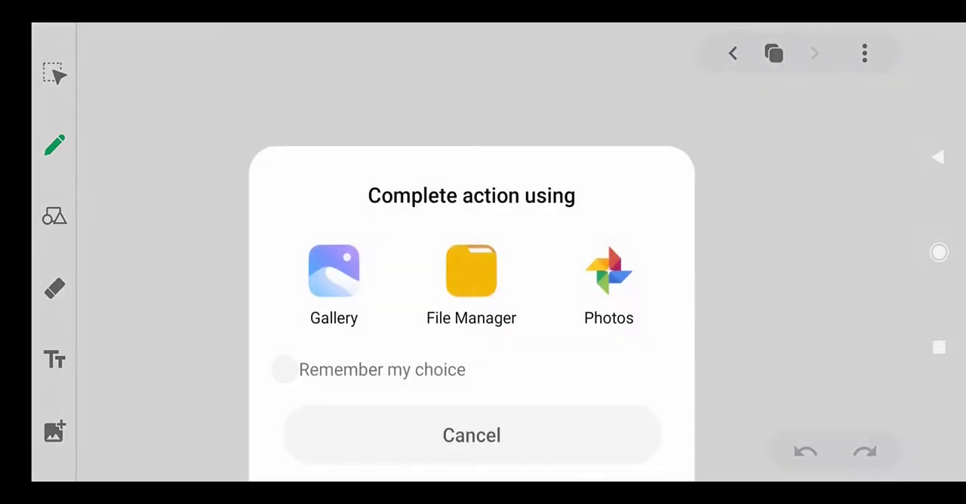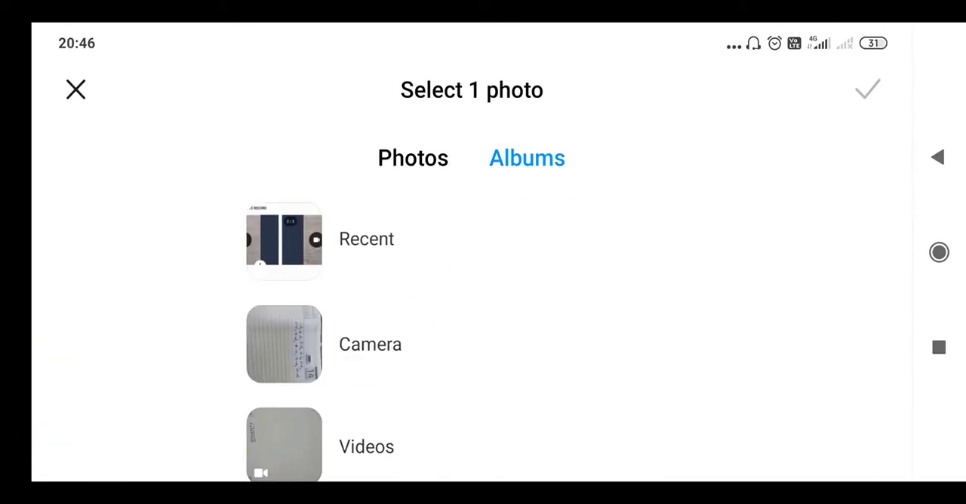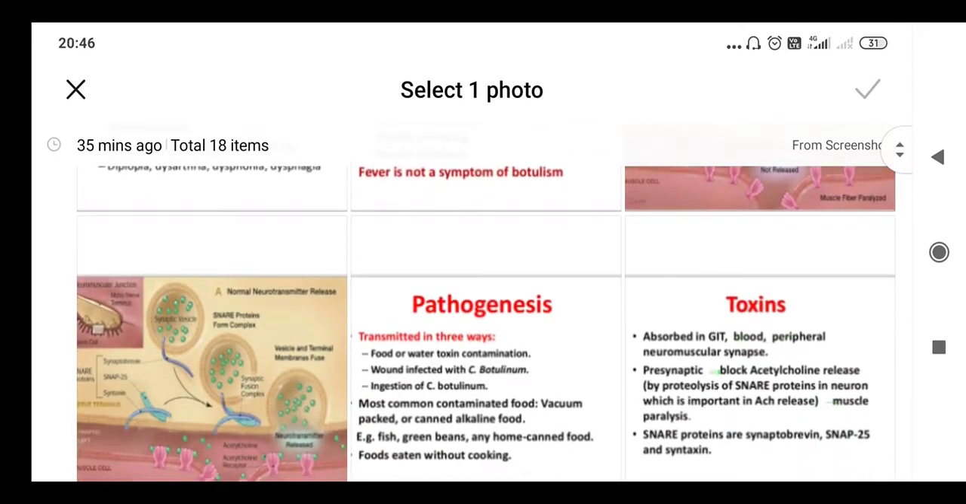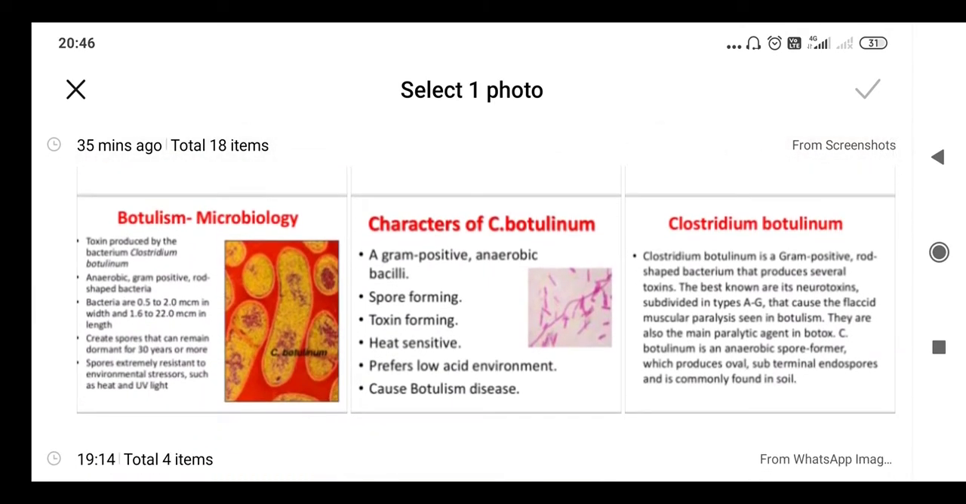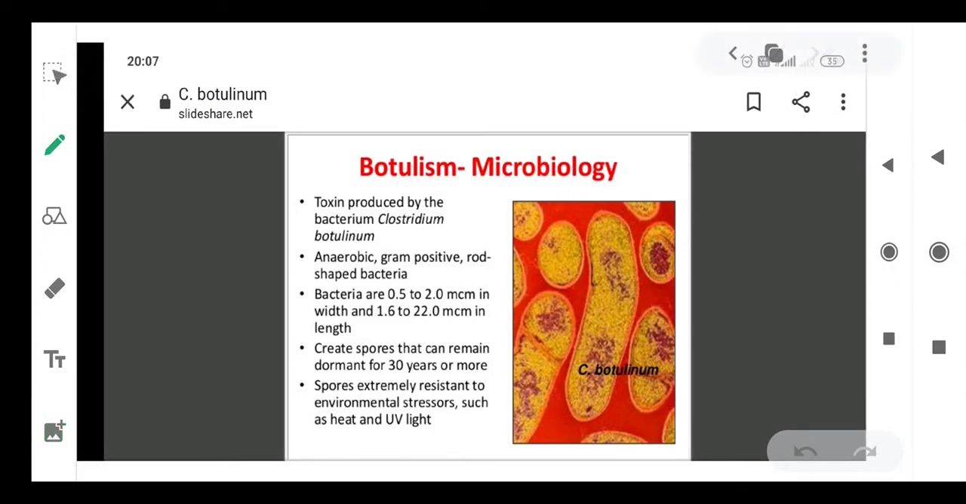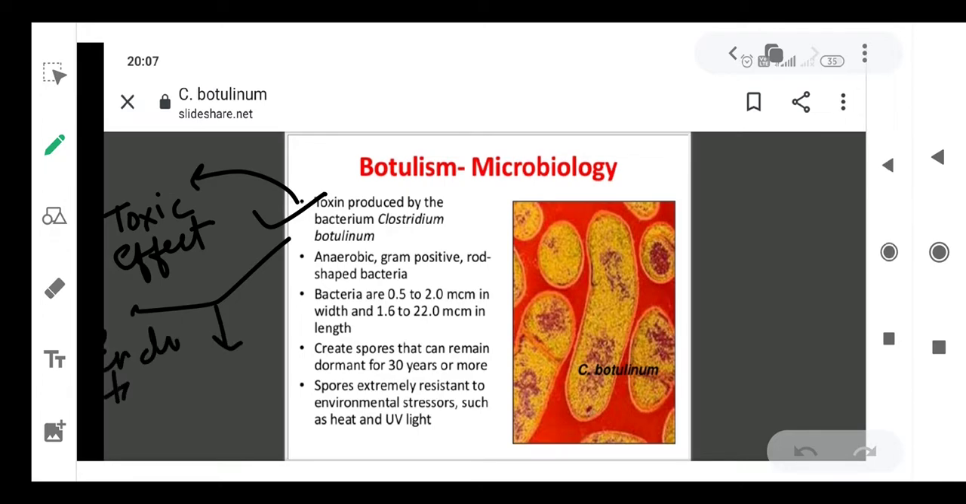So next we will move on to the other aspects of botulism. So this is botulism microbiology. Toxin is produced by Clostridium botulinum. Now, what is toxin? Toxin is that which brings about a toxic effect. And you know that bacterial toxin is basically divided into endotoxin and exotoxin.